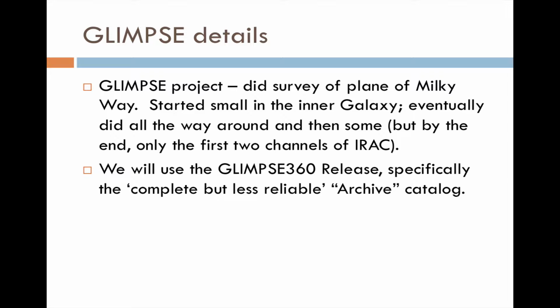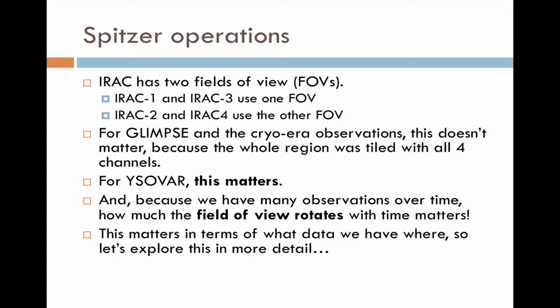And for the aficionados, GLIMPSE 360 delivered several different flavors of catalog. We're going to use the complete but less reliable archive catalog. The reason we want to do that is because we want to get all the faint sources, but we're looking at each of these sources by eye. So it doesn't matter that they're less reliable, because we're going to check.